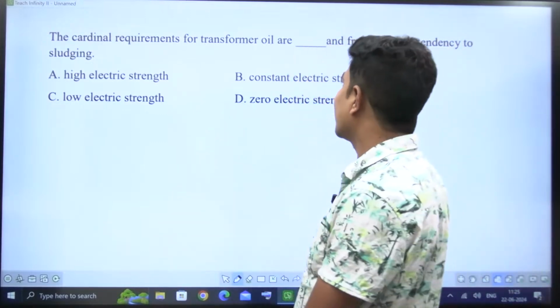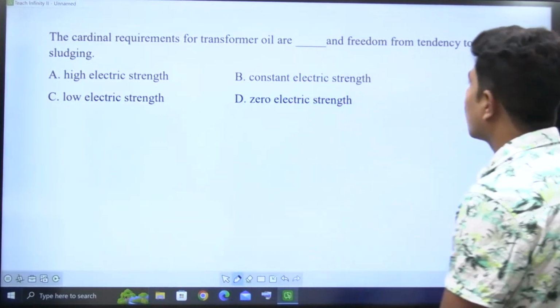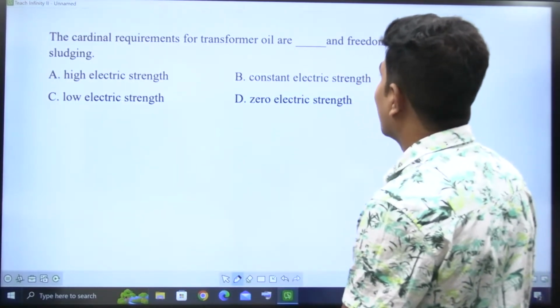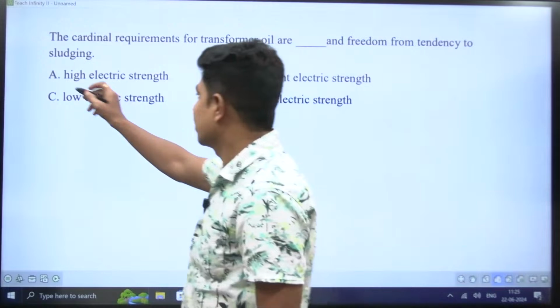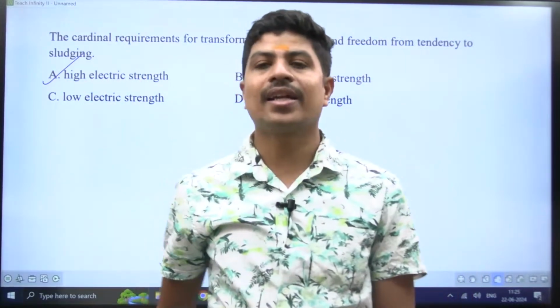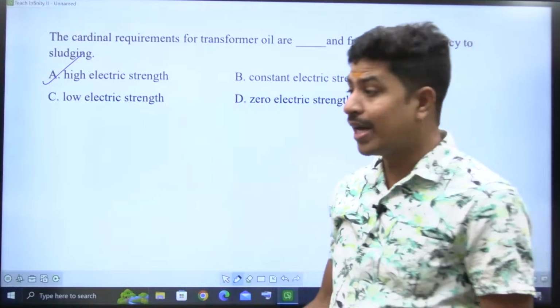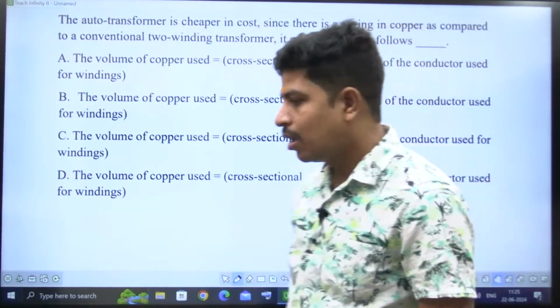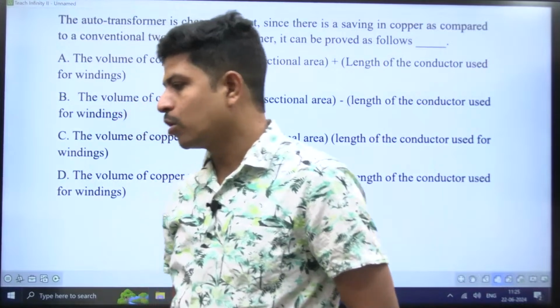The cardinal requirements for transformer oil are: freedom from the tendency to sludging, and high dielectric strength. Yes, transformer oil must act like an insulator. If it is acting like an insulator, definitely it must have good dielectric strength, right? Very good, Harika and Suraj Kumar.